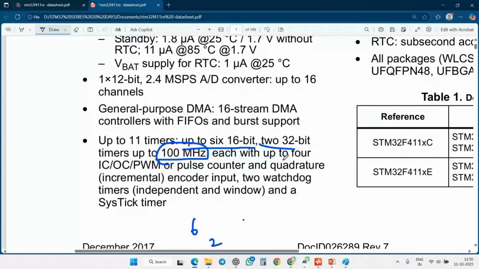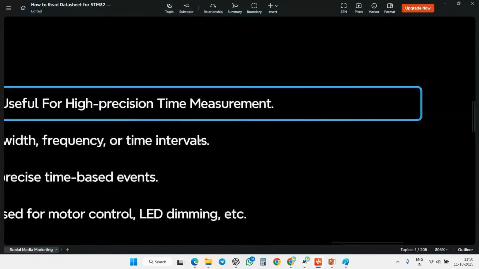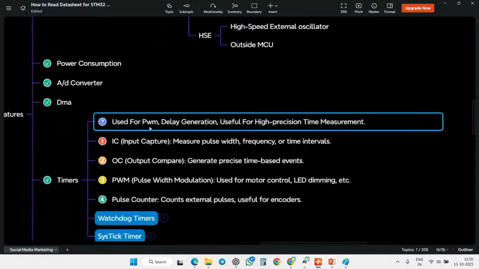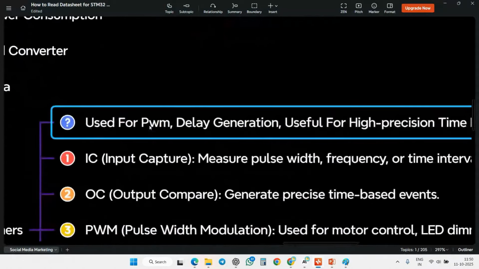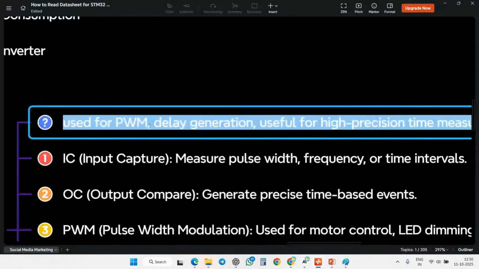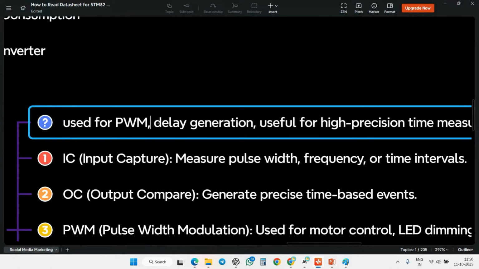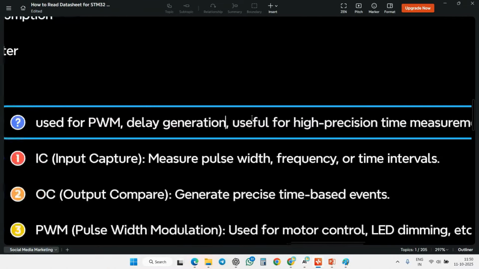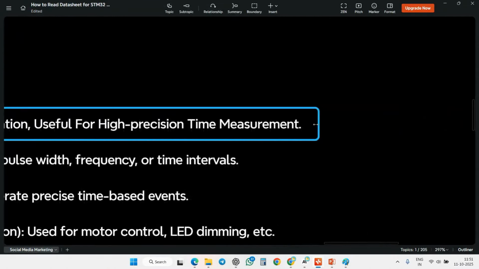Along with that, we have up to 4 input captures, output captures, and PWM and pulse counters. We also have 2 watchdog timers and SysTick timers. We are having multiple types of timers. Simply, I am going to tell you this concept. Normally this timer is used for pulse width modulation. Whenever we need pulse width modulation, delay generation, or high precision time measurements, everything is done here.